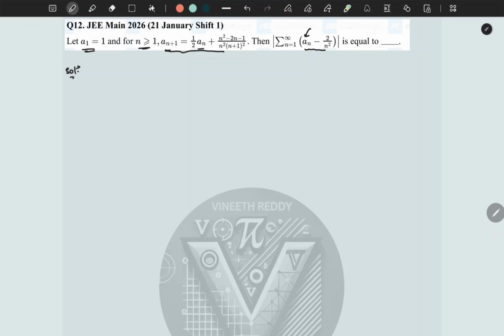So we will do one thing. We will try to multiply with 2 power n plus 1 on both sides of the equation. So we get 2 power n plus 1 into a(n+1) will be equal to 2 power n plus 1 divided by 2 into a(n) plus 2 power n plus 1 into this part, that is n square minus 2n minus 1 by n square into (n plus 1) whole square.